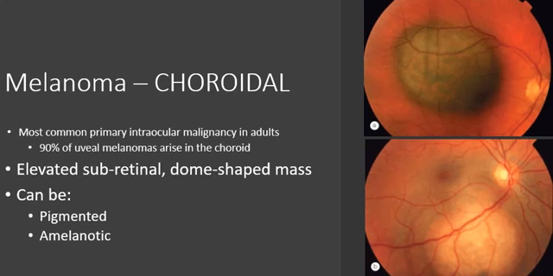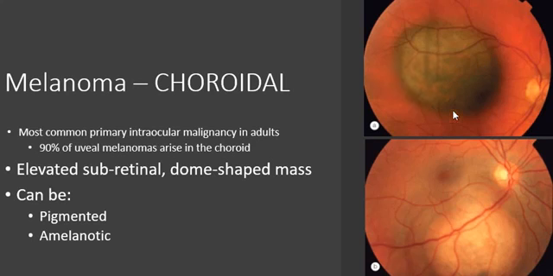90% of uveal melanomas will actually arise in the choroid, and about 5 per million people per year will develop a choroidal melanoma, and that's actually quite a few people. It affects males and females equally, and what you notice is an elevated subretinal dome-shaped mass. The reason that it's subretinal is because it's in the choroid, and the choroid actually sits under the retina.